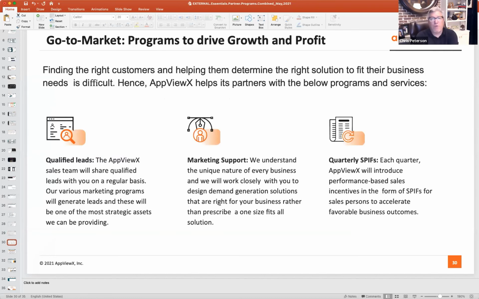We also provide quite a few growth and profit programs, from marketing support to qualified leads. As you work with your AppViewX sales team, we look for obviously registered opportunities coming from the partner, but we always involve a partner in every opportunity. So you may hear from us saying, hey, this customer has identified you as the right partner on this opportunity. Do you want to go sell this deal together? And we'll bring you in as a partner.